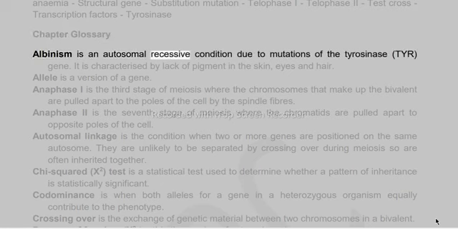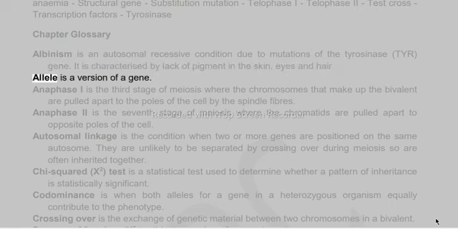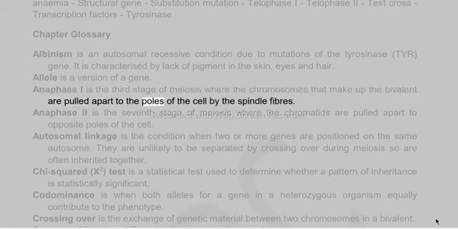Albinism is an autosomal recessive condition due to mutations of the tyrosinase, TYR, gene. It is characterized by lack of pigment in the skin, eyes, and hair. Allele is a version of a gene. Anaphase I is the third stage of meiosis where the chromosomes that make up the bivalent are pulled apart to the poles of the cell by the spindle fibers.